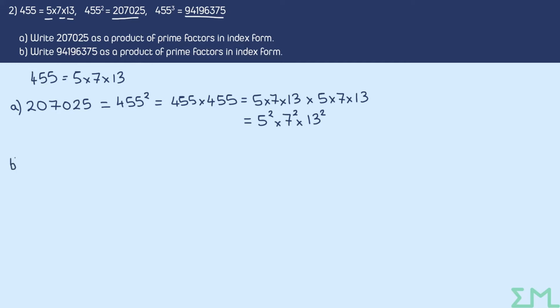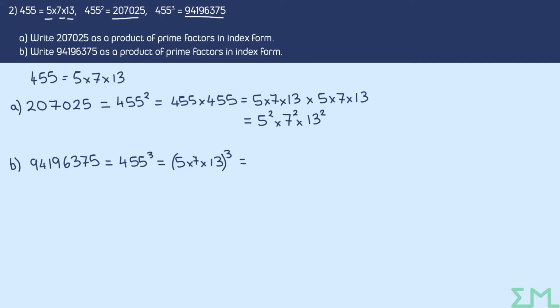In part B, we're going to show a slightly quicker method. So this number, which is 455 cubed, what we can do this time is replace it with the 5 times 7 times 13, and then raise that to the power of 3. So basically not having to write it out 3 times.